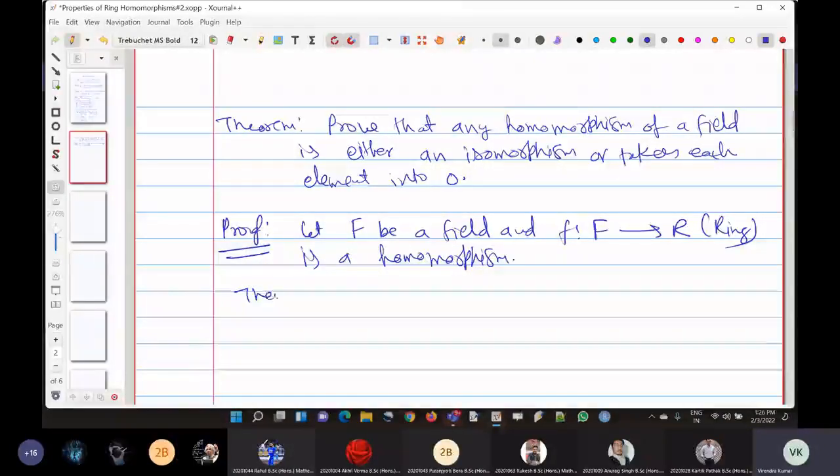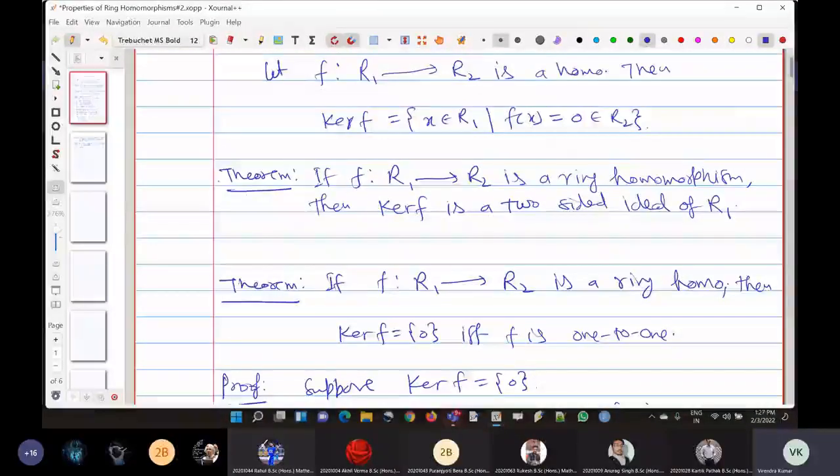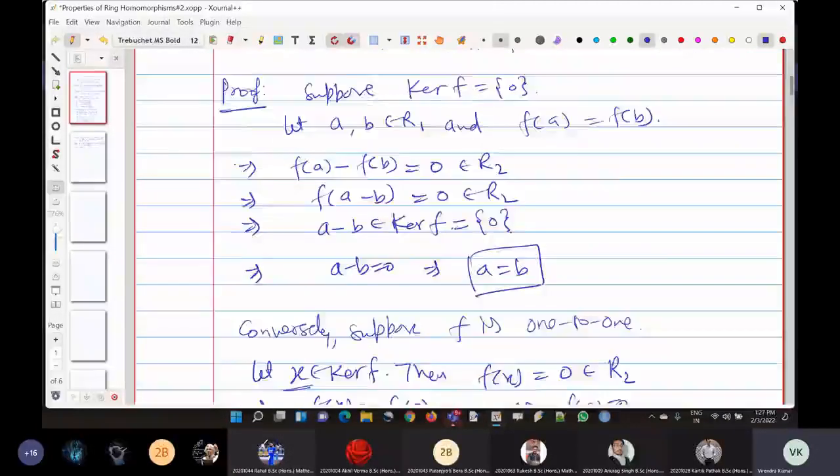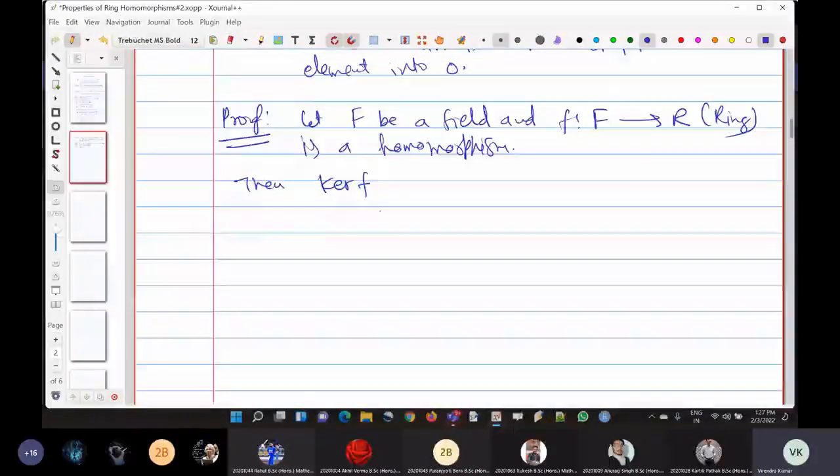Then the kernel of f. Just now we have seen in today's first theorem that if f is a homomorphism from R1 to R2, then the kernel of f is a two-sided ideal. That is, this is going to be an ideal. So F is also being a field, this is also going to be a ring. So the kernel of f is an ideal of F. That's what we can conclude from there.